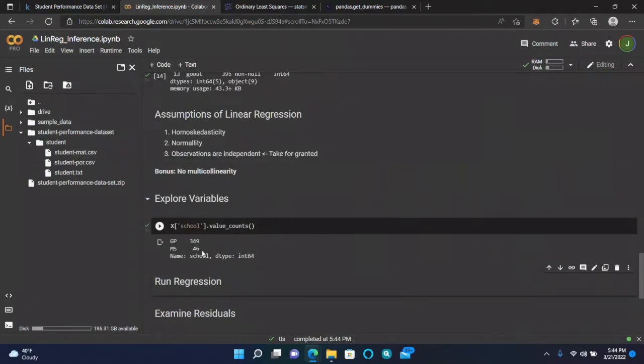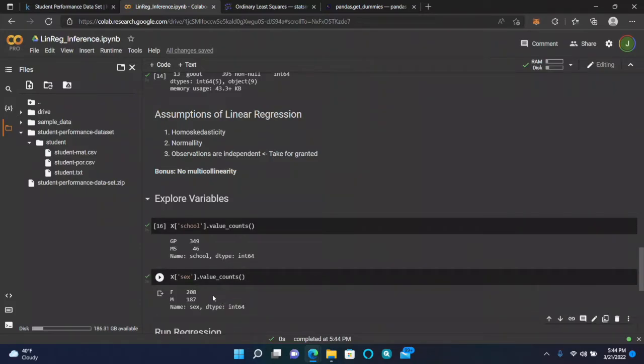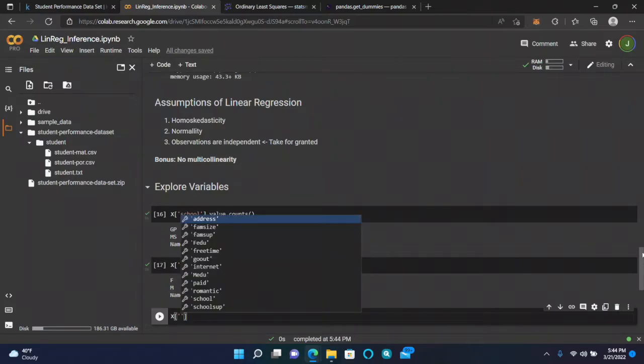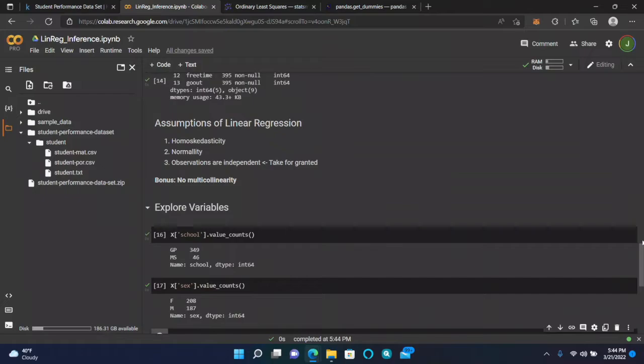All right. So in the school column, we can see that 349 of them went to GP and only 46 went to MS. What's next? We had sex. 208 females, 187 males. What other columns do we have again? Address, that's a good one I'd like to look at.